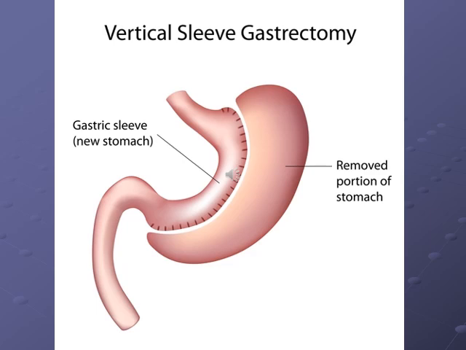This is a picture of the vertical sleeve gastrectomy. So you see the gastric sleeve is the new stomach. The beauty of this is it most closely looks like the regular anatomy. So we're just making the stomach smaller, but we still have the pylorus and into the duodenum. So it's basically weight loss by restriction only. We're not gaining weight loss from the malabsorption like you saw with the Roux-en-Y.